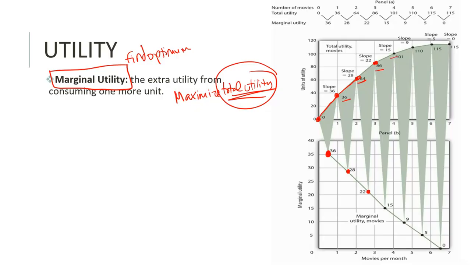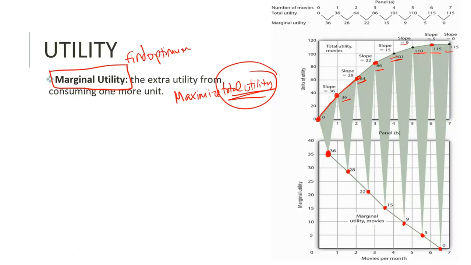The next movie adds 15, brings our total up to 101. The next movie is adding 9, bringing our total up to 110. The movie number 6 is giving us 5 extra utility, bringing that total up to 115. And then that last 7th movie, there's no extra utility. It's just leaving that total at 115.